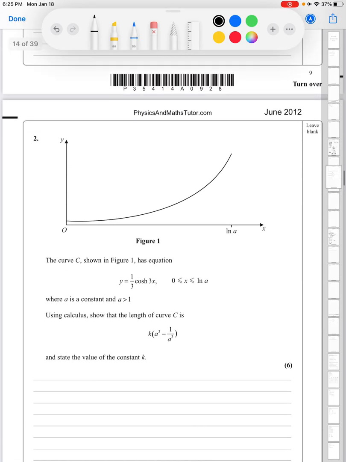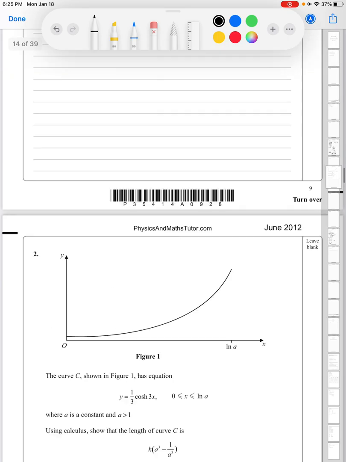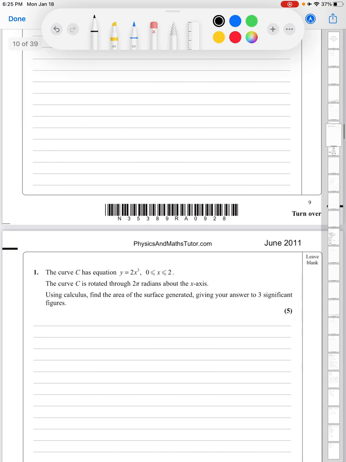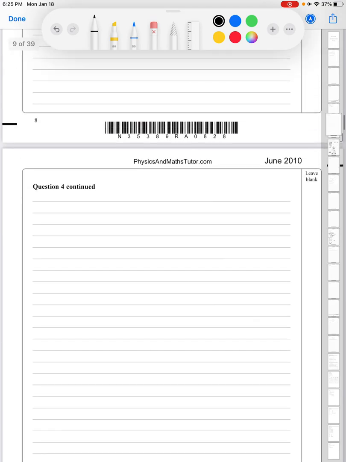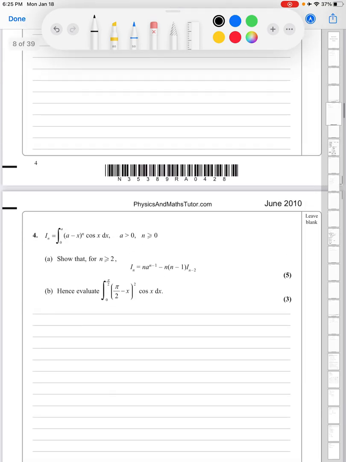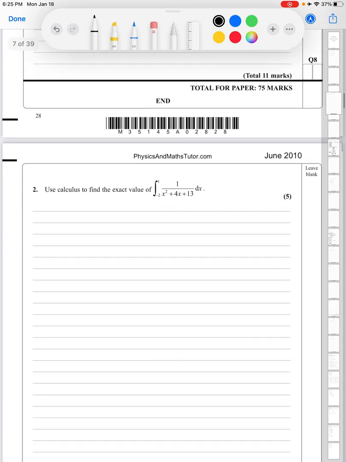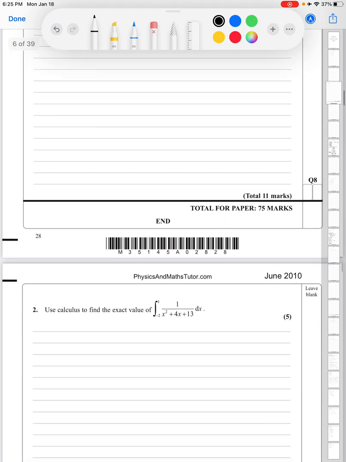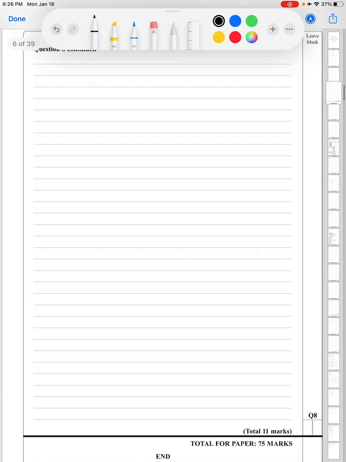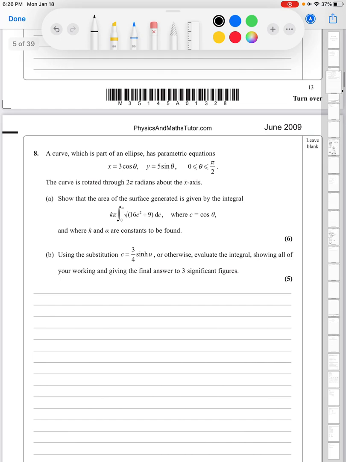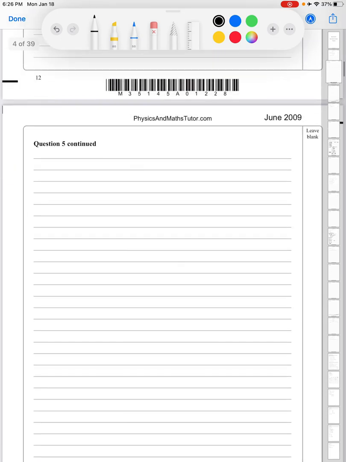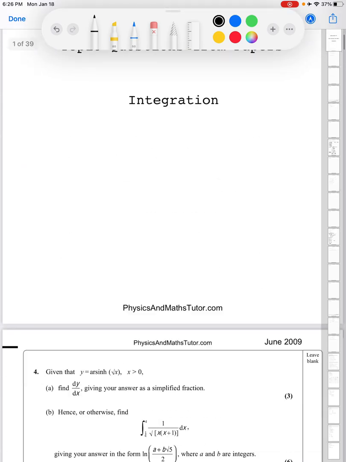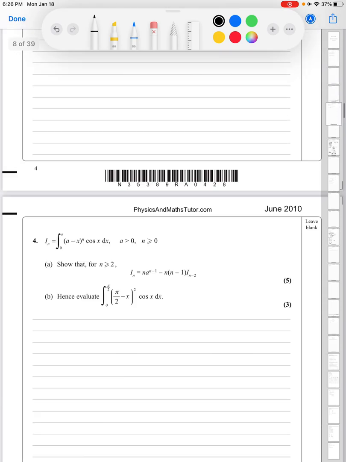You can't do this one yet. Can't do this one yet. Can't do that one yet. Cannot do that one yet either. And can't do that one. But you can do this one, so try this one. So that's June 2010, question 2. Do that one. And this one you can't do. This one you can't do either. That's it.